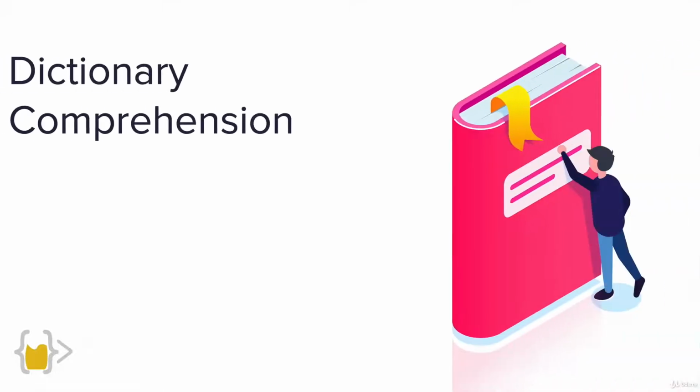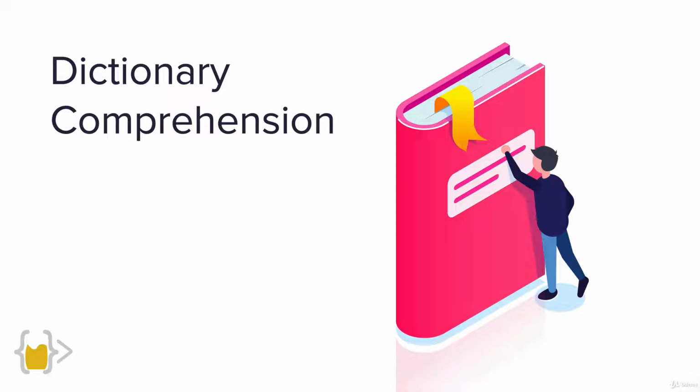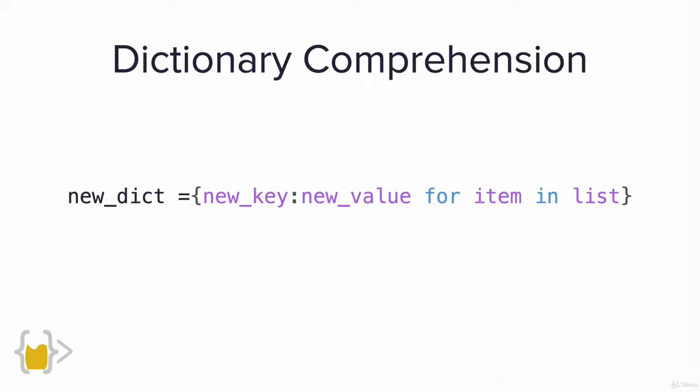Now that you've seen how list comprehension works, it's time to learn about another type of comprehension, dictionary comprehensions. This is also super useful because it allows us to create a new dictionary from the values in a list or in a dictionary. For example, we could write out our keywords like this.